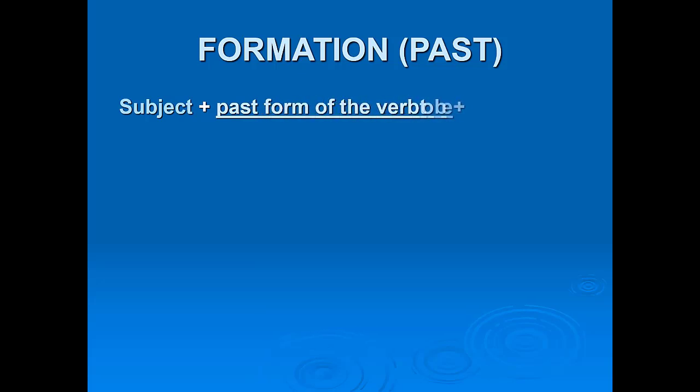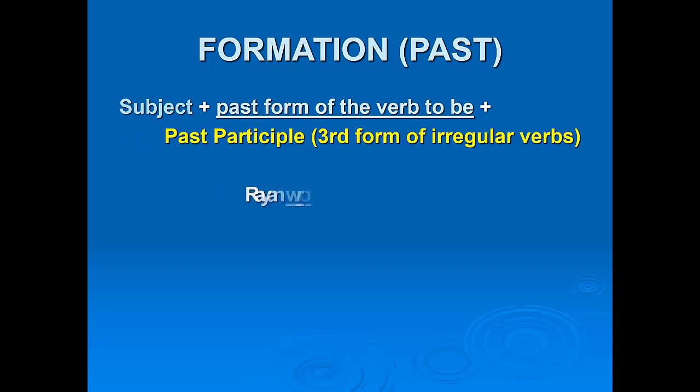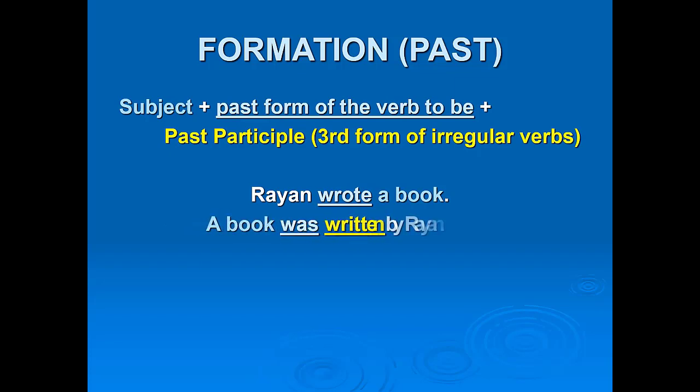Of course, in past, you have the second form of the verb, and you must use was or were plus PP to change a sentence from active voice to passive voice. Here we have an example. Ryan wrote a book. How can I change it? Again, in the same way, you will use the object, a book. Because this sentence is past, it's wrote. So you have to use was or were plus PP. So a book was written by Ryan.